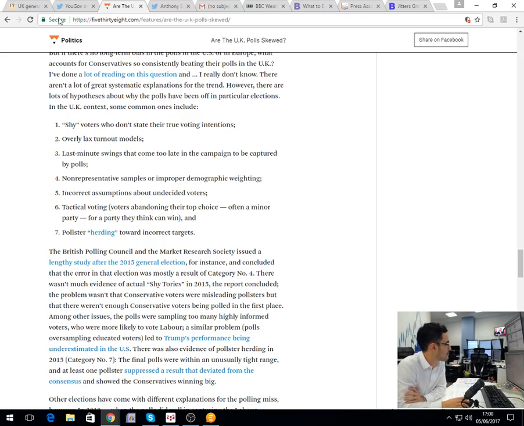The other interesting points here were picked up by a very influential analyst called Nate Silver of the blog site 538, who's a specialist in mathematical modelling of politics. The important thing here is a couple of his 7 points, just to quickly go over. And one is, I think, very important in the context of what we had with Trump. One of the points he makes is about shy voters who don't state their true voting intentions.